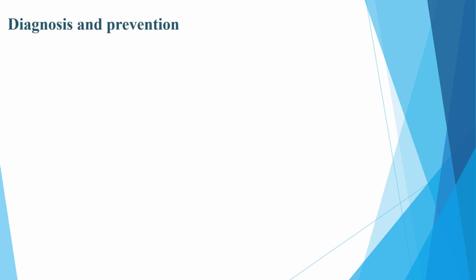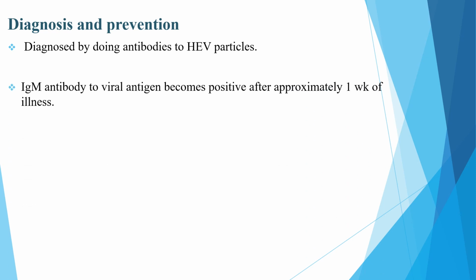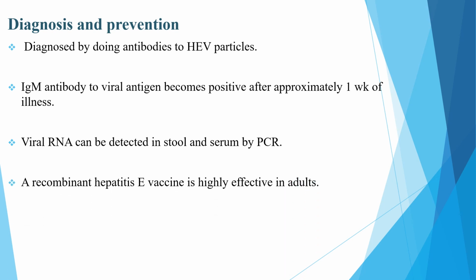When we look at the diagnosis and the prevention of hepatitis E virus, hepatitis E virus is diagnosed by testing for antibodies to hepatitis E virus particles. IgM antibody to viral antigen becomes positive after approximately 1 week of illness, and the viral RNA can be detected in stool and serum by PCR. A recombinant hepatitis E vaccine is highly effective in adults, but it is not used commonly in children.